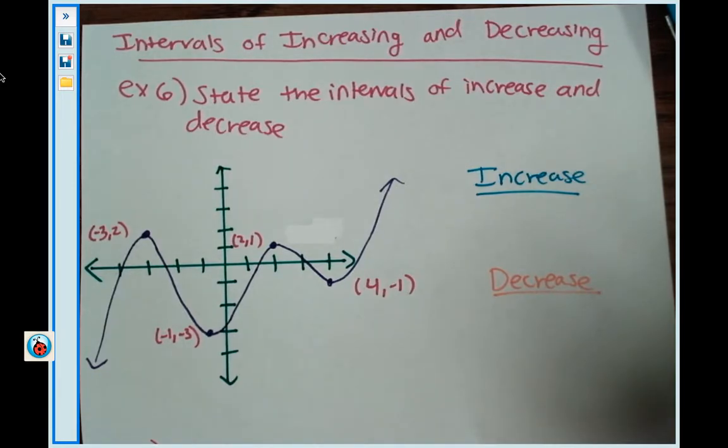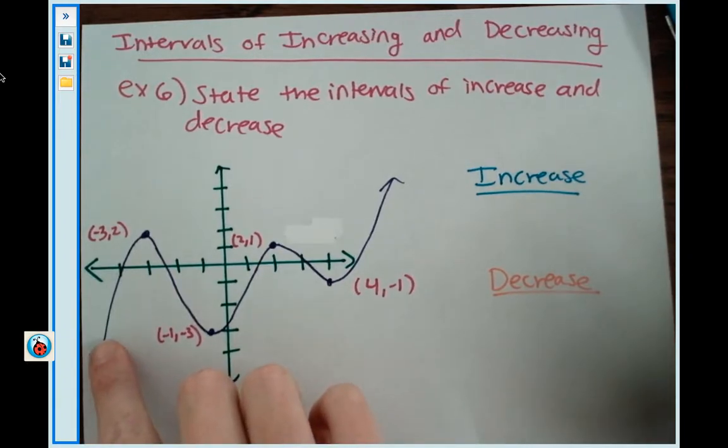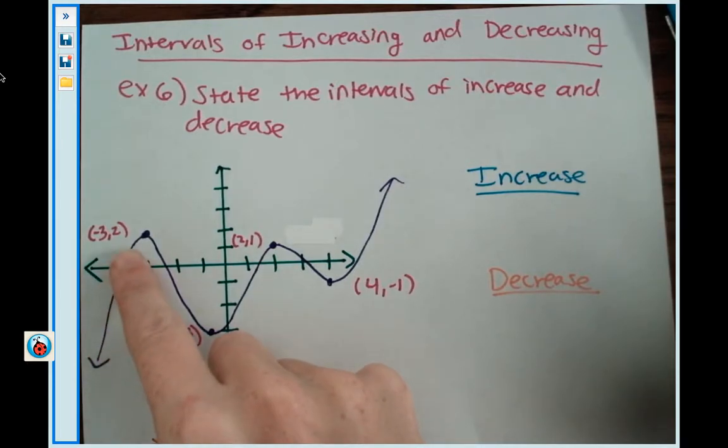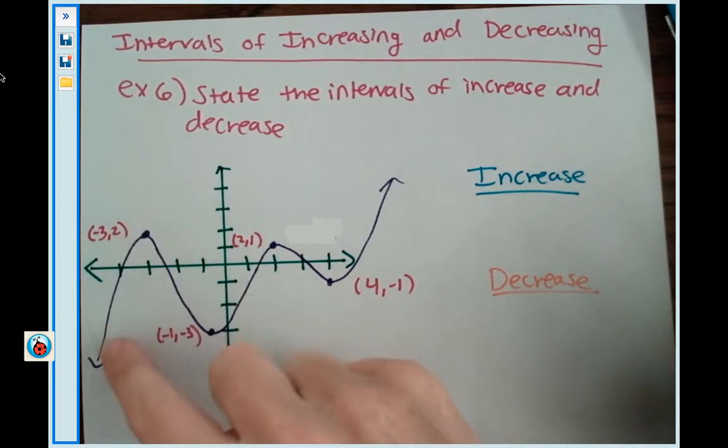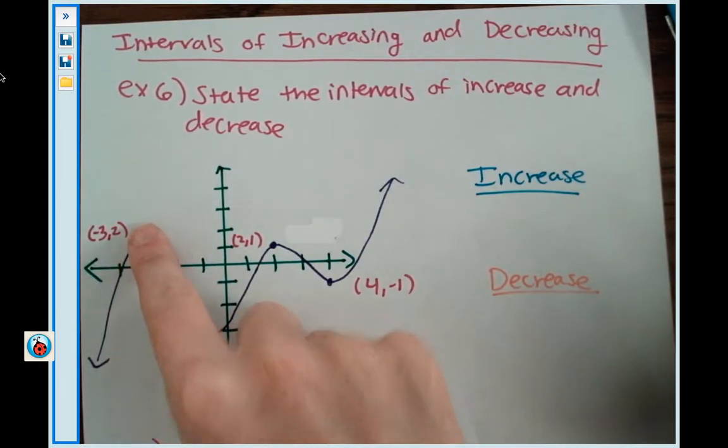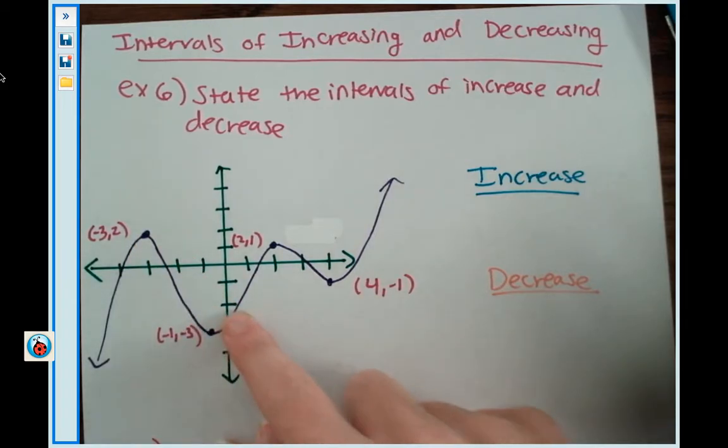Okay, so first of all, let's talk about what it means to increase on a graph and decrease. Well, increasing on a graph, if you trace your graph from left to right, increasing is when you head upwards as you trace. So if you see like right here, I'm increasing. Decreasing when you go from left to right on your graph is when you head downhill. So like this right here would be a decrease.